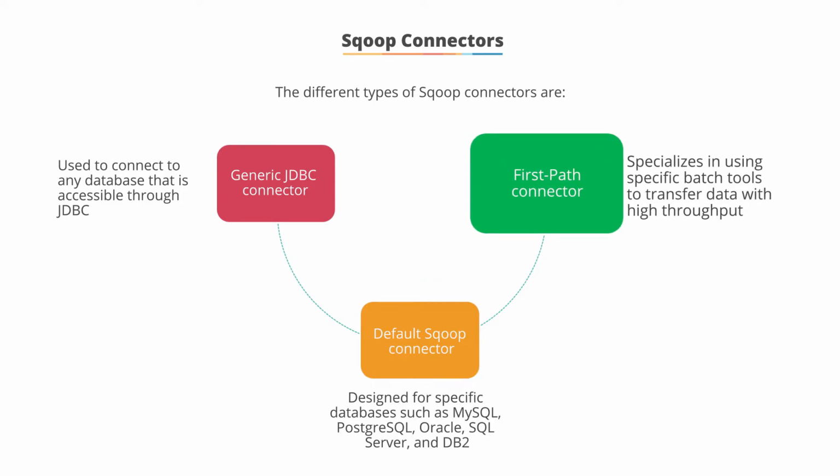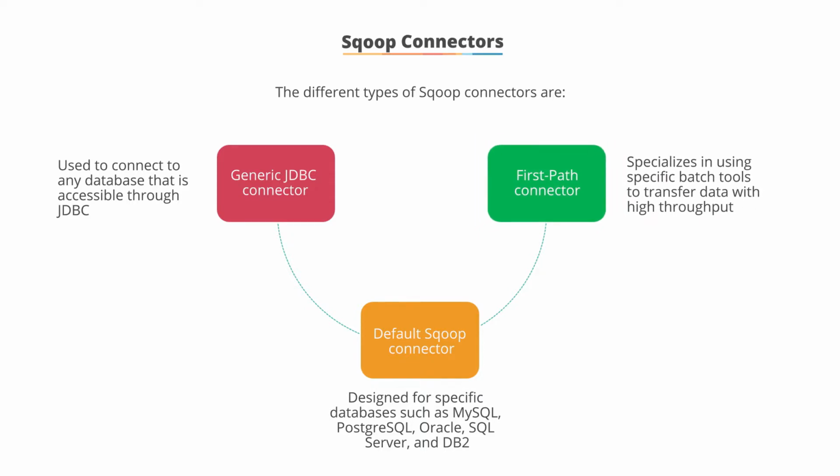The fast path connector specializes in using specific batch tools to transfer data with high throughput. For example, MySQL and Postgres databases are very popular for this method. Let's take a look at controlling parallelism to increase performance.